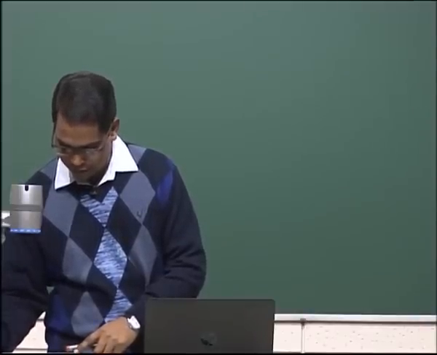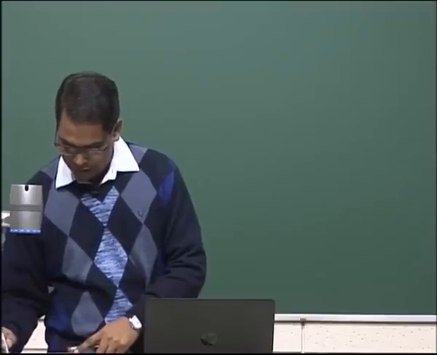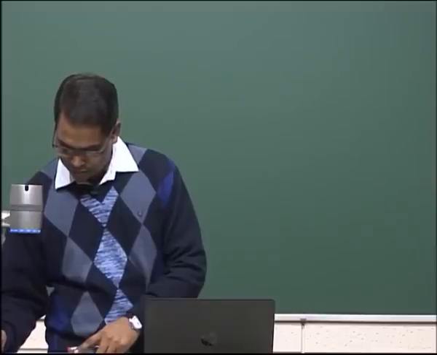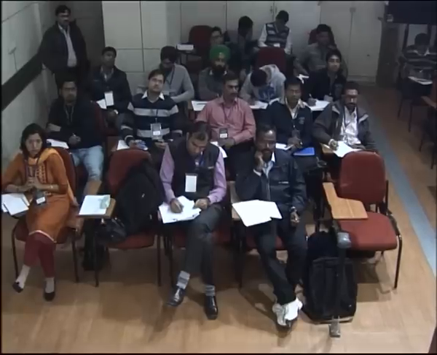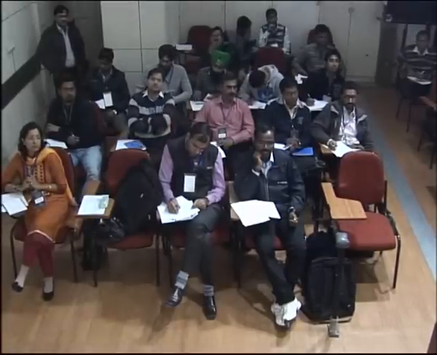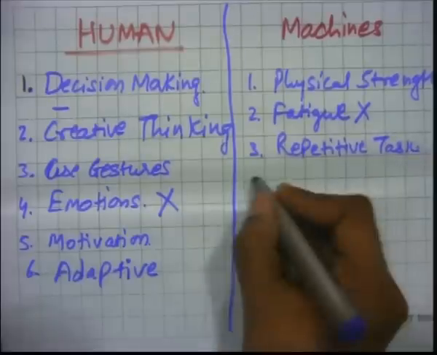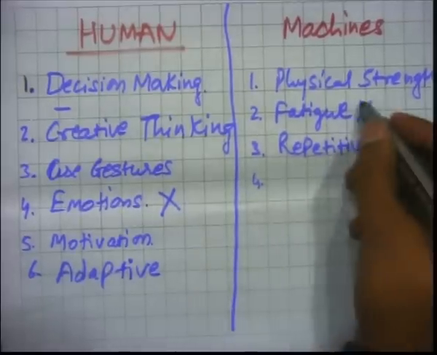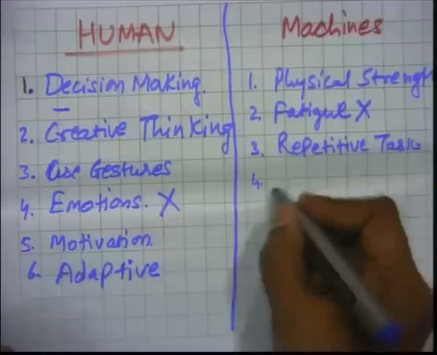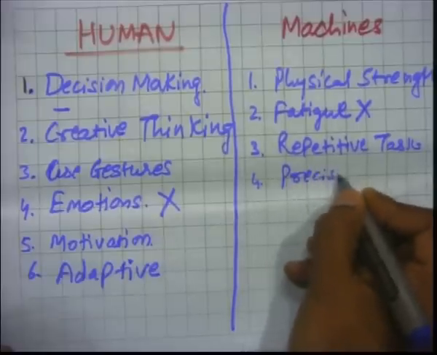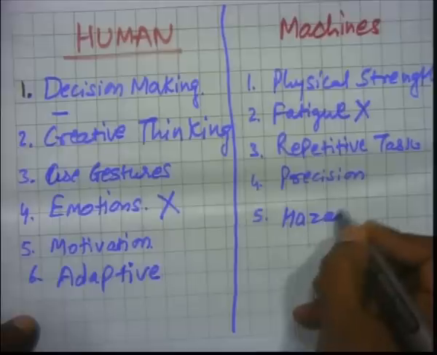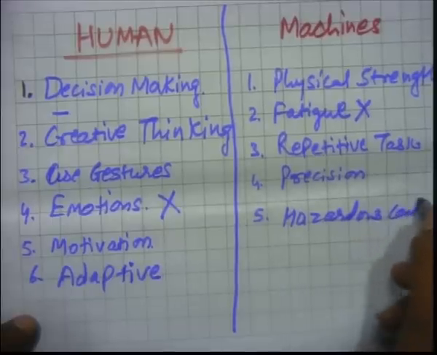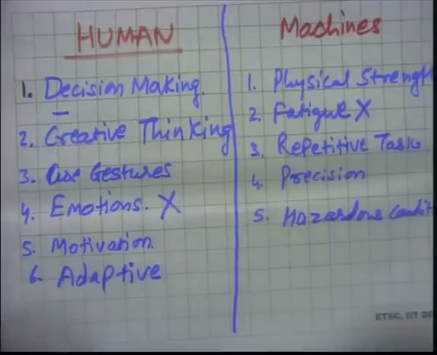Machines have much more physical strength than you. Second, there is no fatigue. So for repetitive tasks, machines can do much better. Continuous work. As I mentioned, there will be no fatigue. And then precision. Can work in hazardous environments. Correct. Anything else? Availability. Availability, yeah.